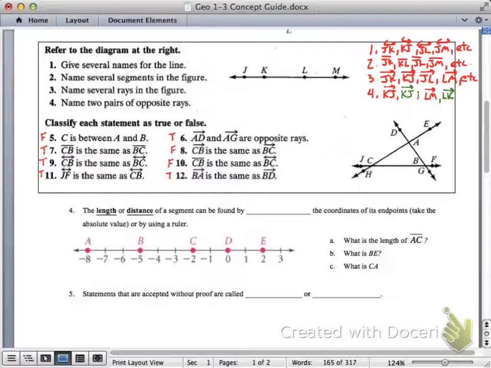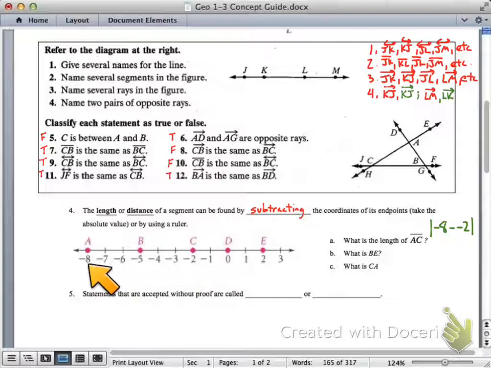The length or distance of a segment can be found by subtracting the coordinates of its endpoints. So now we're talking about a segment here, but now we're giving it a measurement, a length, a distance. Here's an example. What is the length of segment AC, this question A right here? Well, to do that, we're going to subtract.